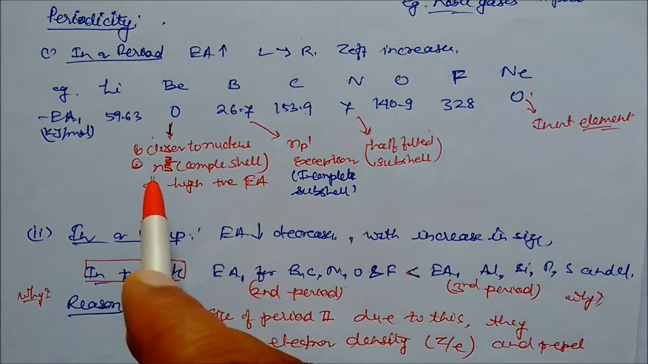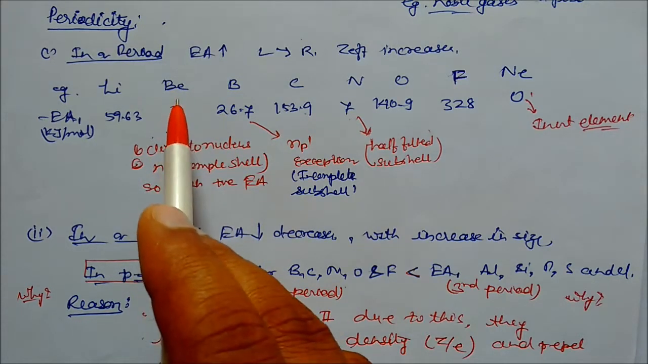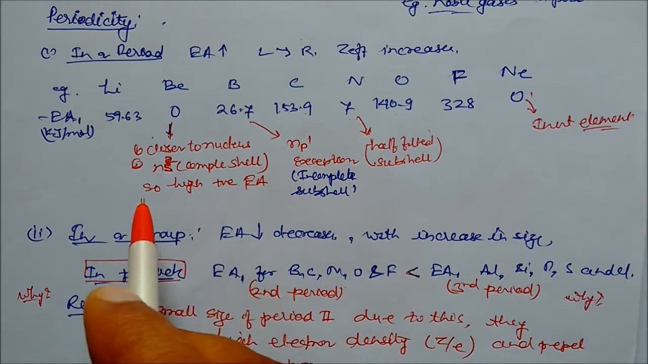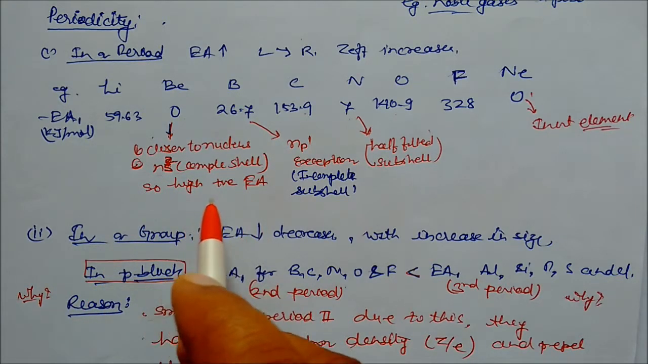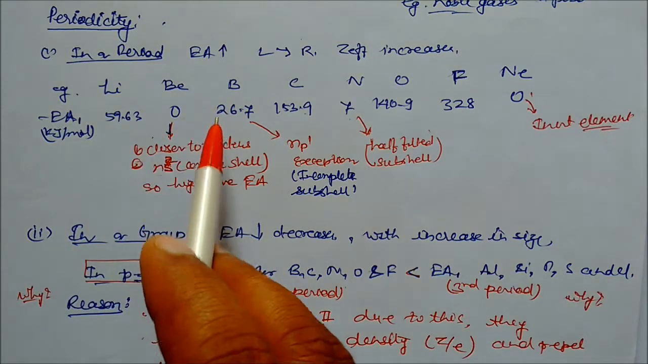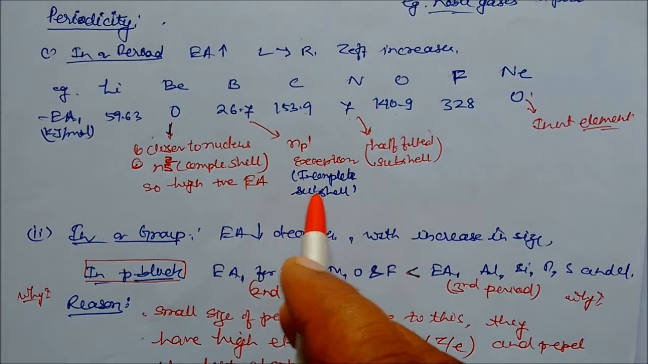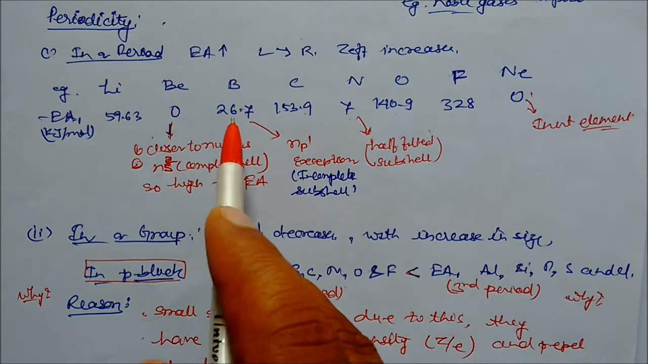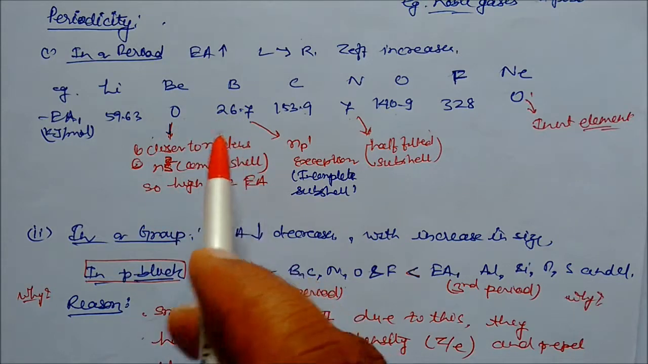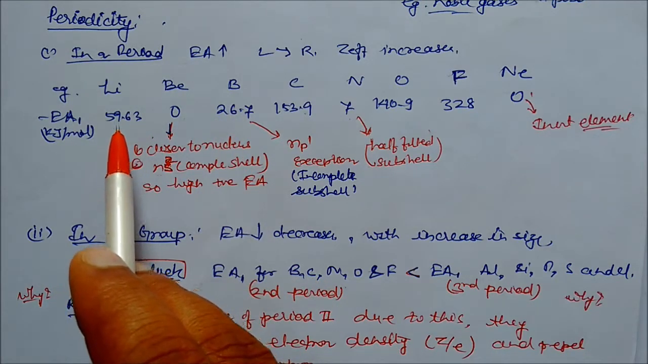Because this is closer to the nucleus, and also this is ns2. If you see the configuration of beryllium, it is 2s2, a complete subshell. So definitely it has very high electron affinity, or positive electron affinity. But in the case of boron, they have np1, so this is also an incomplete subshell. So the energy will be somewhat lesser than this one. Also the size of the shell is very small.